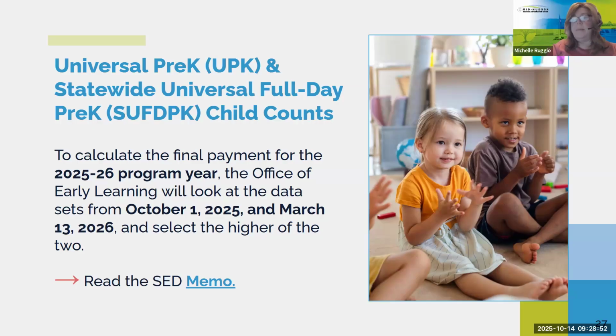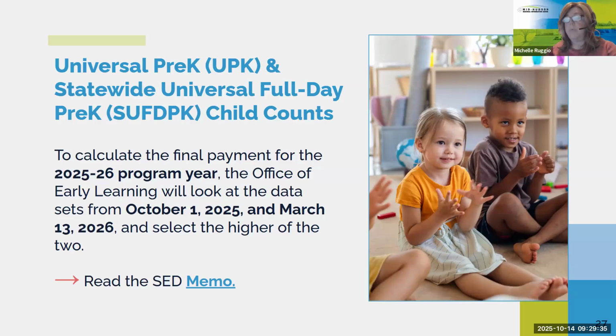So this month we want to discuss funding calculations. UPK and SUFDPK funding are directly tied to the number of students served. So it's essential that your enrollment, demographics, and program service data are up to date, and that updates follow our import schedule. To calculate the final payment for the 25-26 school year, the Office of Early Learning will use student data from 2 benchmark dates, October 1st, 2025, and March 13th, 2026. The higher enrollment count from these 2 dates will be used to determine the maximum funding allocation for your program.